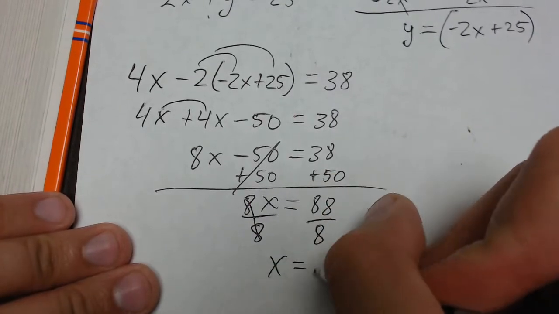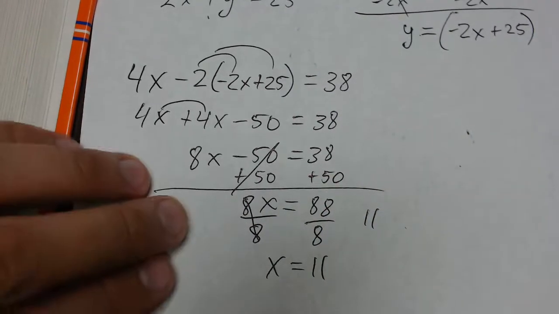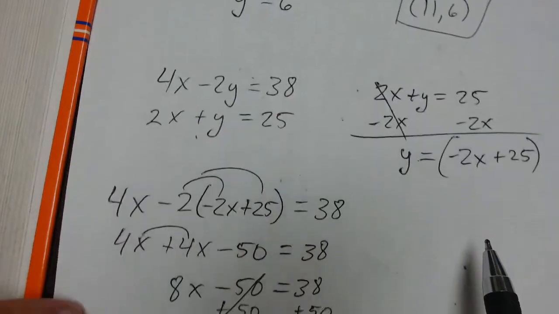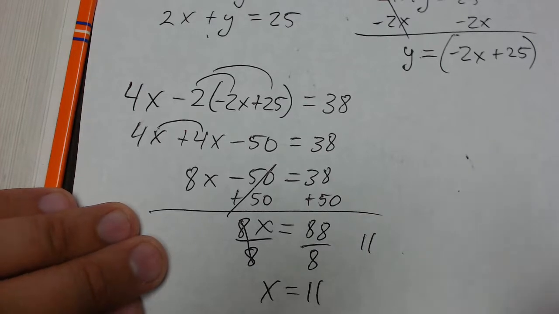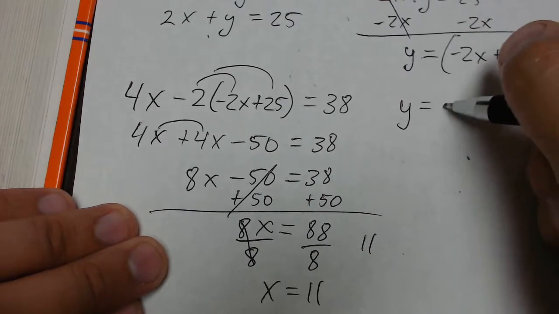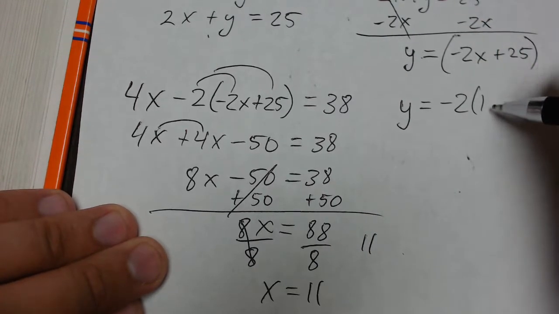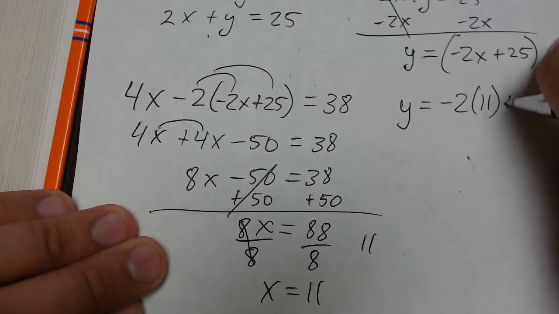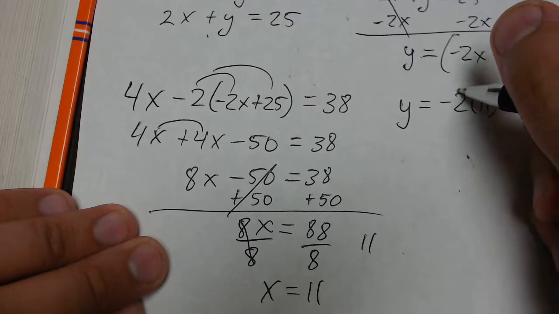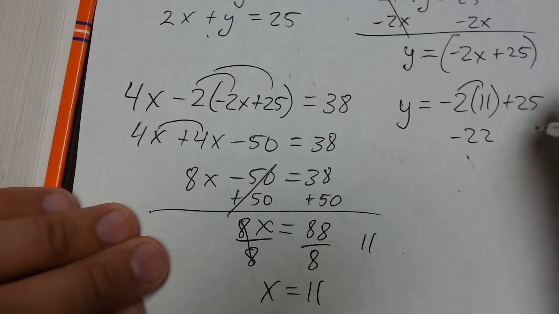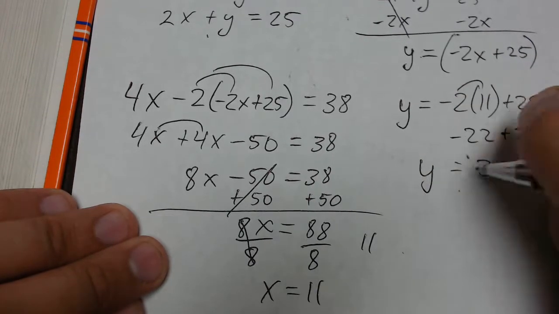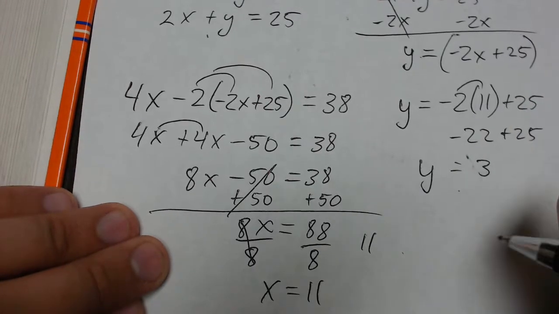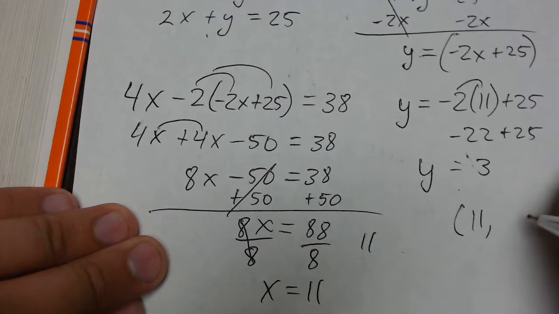So x equals 11. Now I'll take this value of x and I'll go ahead and plug it into this substituted version of y. So this is going up here. I'll rewrite this as y equals negative 2 times parentheses 11, plus 25. Negative 2 times 11 is negative 22. Plus 25 is positive 3. So y equals positive 3. And my ordered pair is going to be 11, comma, 3.